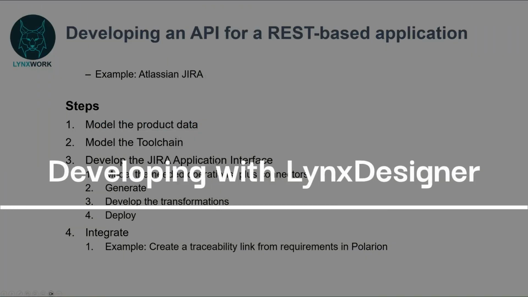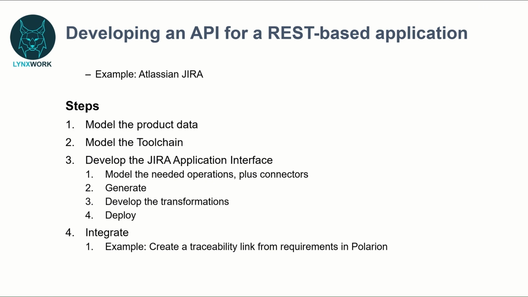This is an overview of the steps it takes to develop the OSLC interface for any REST-based application. We start by modeling the product data. Then we model the toolchain, in our case, Polarion and JIRA. Then, for the JIRA application, we want to design the OSLC interface. This entails the following sub-steps. We model the needed operations and the connections to JIRA. Then we generate some code. Then we will need to write some small pieces of code to translate the JSON responses from JIRA. And finally, we deploy and run the application.